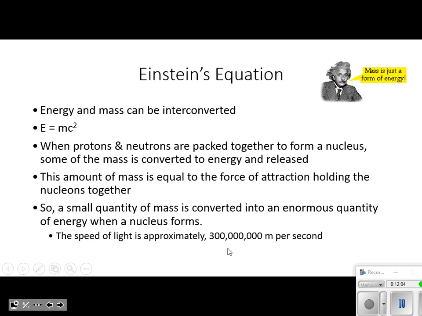Right here is the value. The speed of light is 300 million meters per second. That's a pretty big number, isn't it? So, if we put in a very, very small m and multiply it by this number squared, can you see how that's a pretty big number, even with the teeny amount of mass? Even with a really small amount of mass, we're multiplying it by 300 million squared. So that's going to make the smallest amount of mass release a big amount of energy.